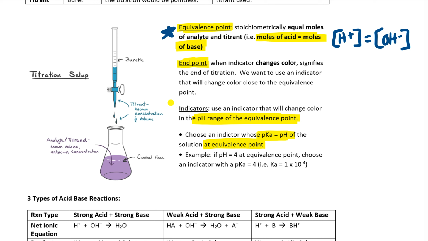And just keep in mind, P just means negative log. pKa would be the negative log of the Ka value of the indicator. That's how you can calculate its pKa. So for example, if you know roughly that the pH is going to be 4 at equivalence point, then you want to choose an indicator whose pKa is also 4.